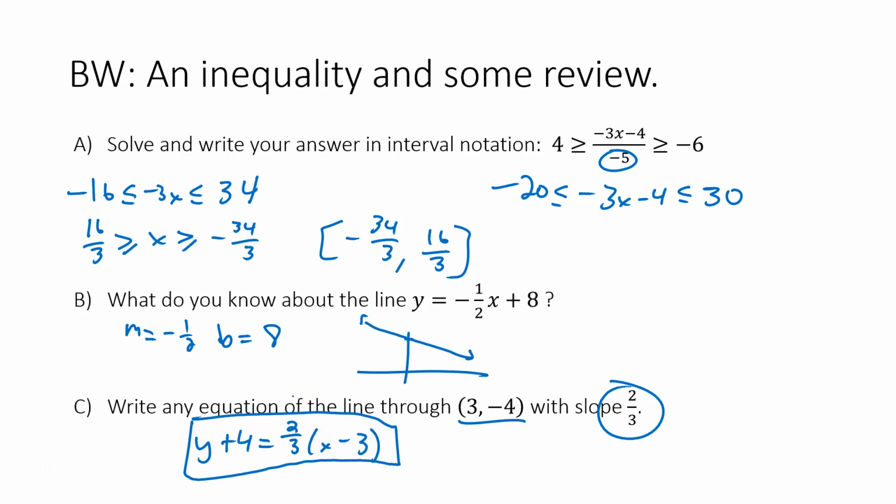If you went a little further and put this into slope-intercept form, let's see what we would have. If you distribute there, we have y plus 4 equals 2/3 x minus 2, and then subtract 4, y equals 2/3 x, then it would be minus 6. Okay, so if you went a little further, that's just fine. But I prefer point-slope form just because it's so much easier with a point and slope.